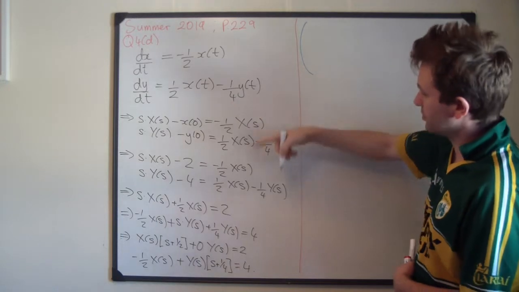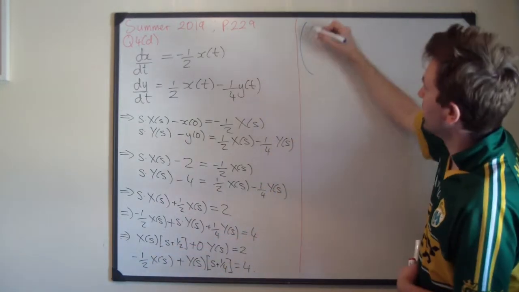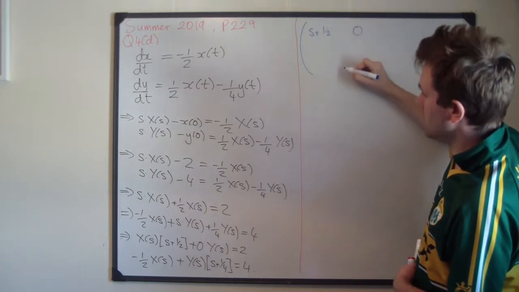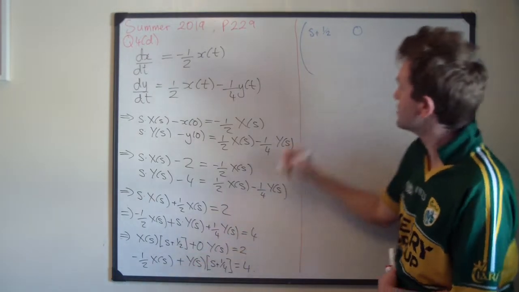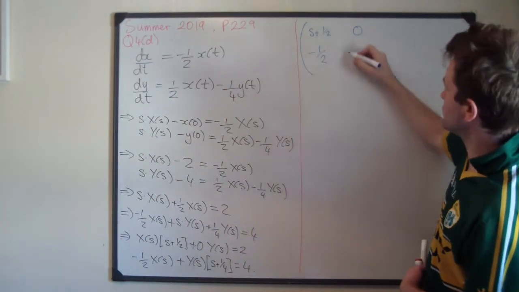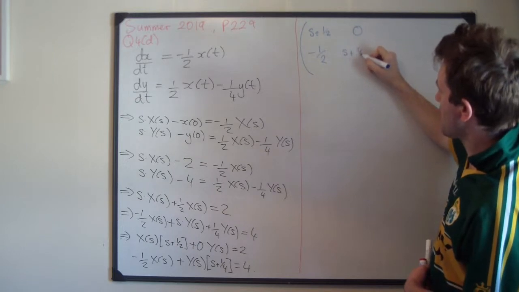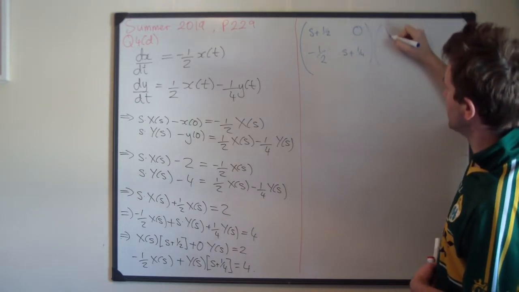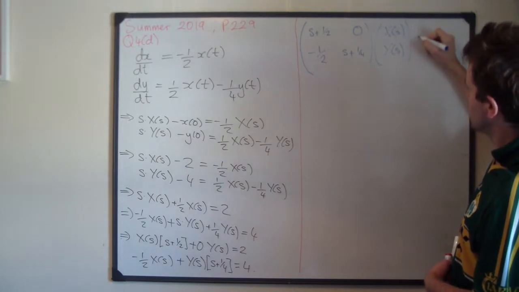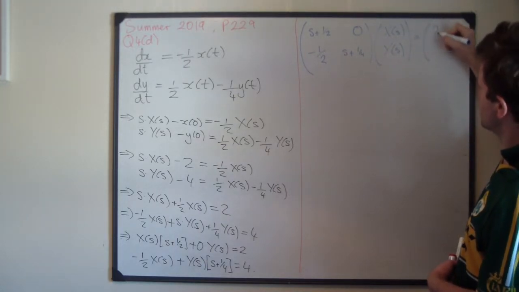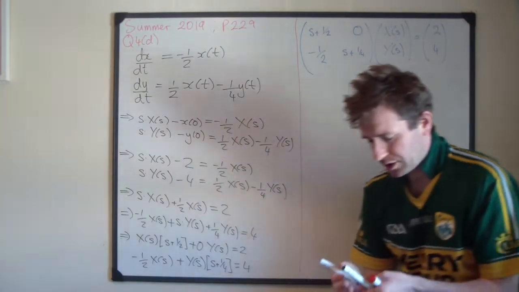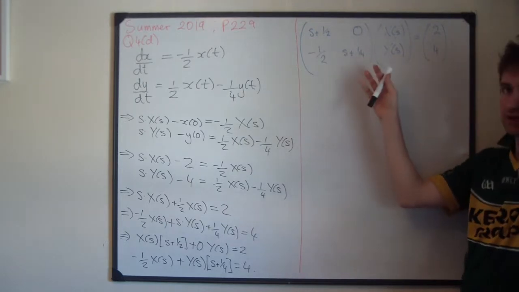So, what's the coefficient of x here? s plus a half. What's the coefficient of y? 0. What's the coefficient of x here? Minus a half. What's the coefficient of y here? s plus a quarter. Times big X of s, big Y of s, equal to 2, 4. Okay. Now what we can do is we can use Cramer's rule to solve this.